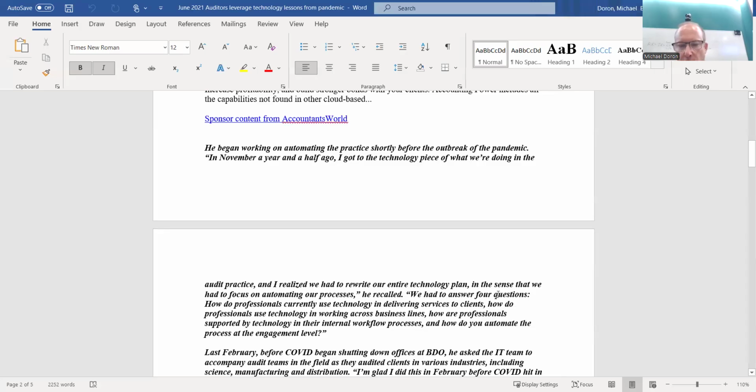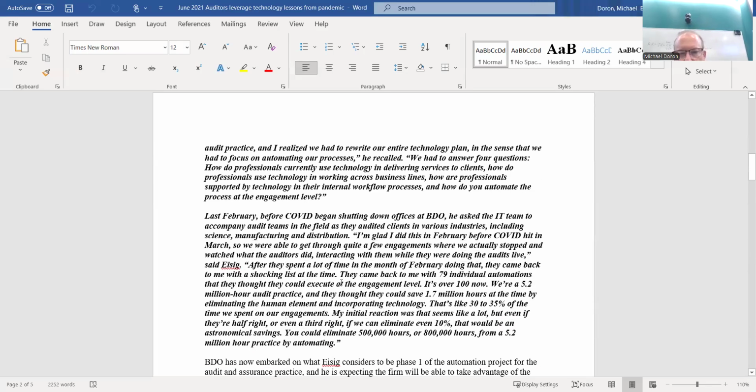We had to answer 4 questions. How do professionals currently use technology in delivering services to clients? How do professionals use technology in working across business lines? How are professionals supported by technology in their internal workflow processes? And how do you automate the process at the engagement level?